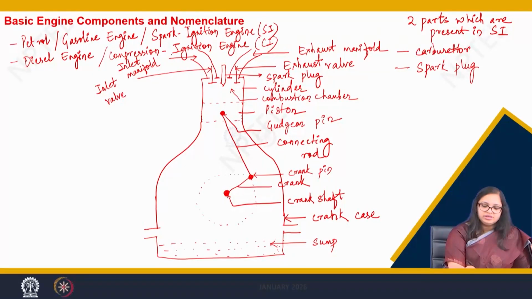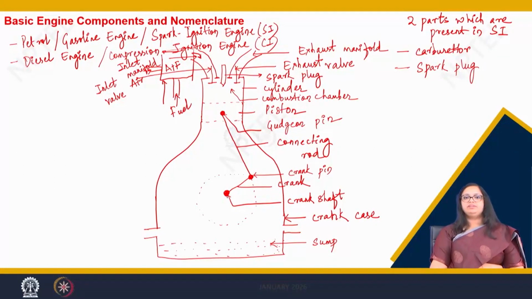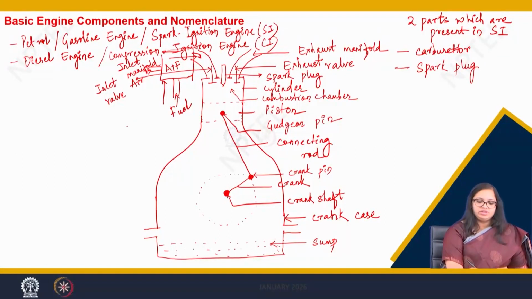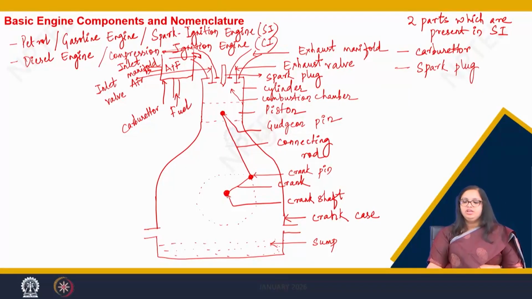And where does the carburetor lie? So, here there is a chamber where the air and fuel get mixed up. Here the air goes in and from here the fuel goes in. The air plus fuel get mixed up in this chamber before it goes into the inlet manifold. So, this we call a carburetor. So, these two parts are present in the SI engine.